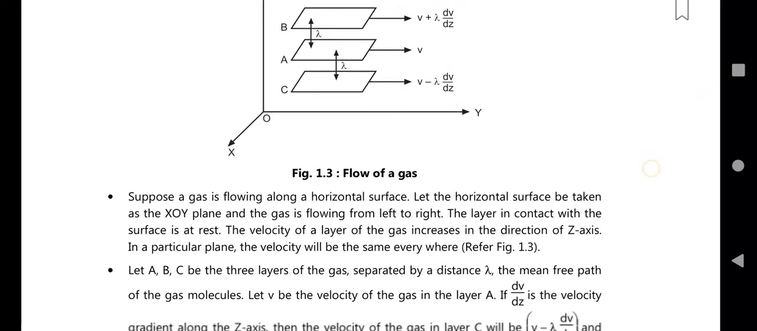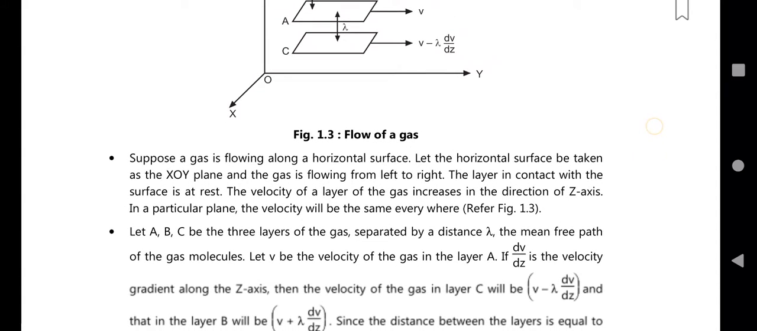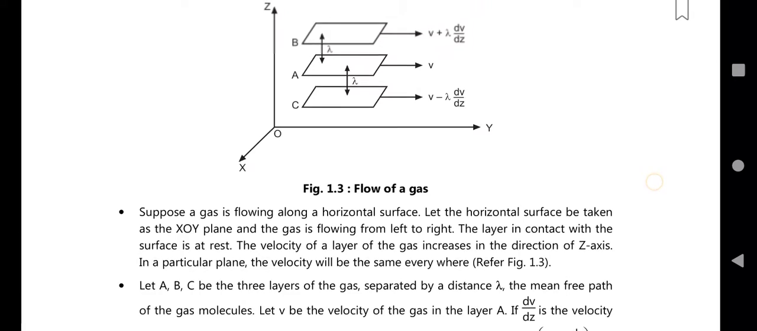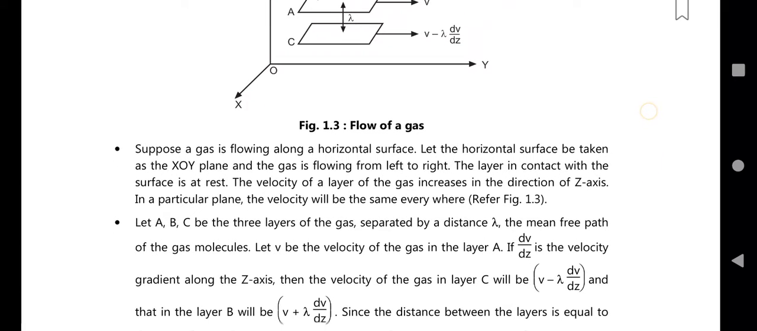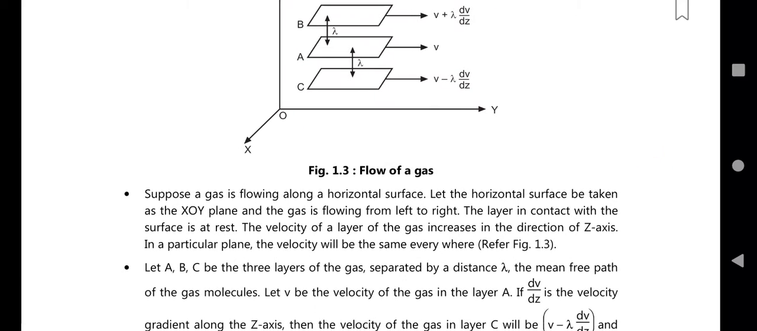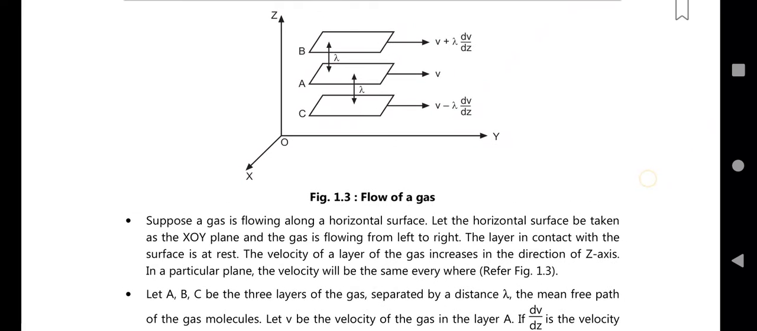Let V be the velocity of gas in layer A. If dV upon dz is the velocity gradient along the z-axis, then the velocity of gas in layer C will be V minus lambda dV upon dz. Here dV upon dz represents the velocity gradient along the z-axis, that is change in velocity with change in distance along the z-axis.